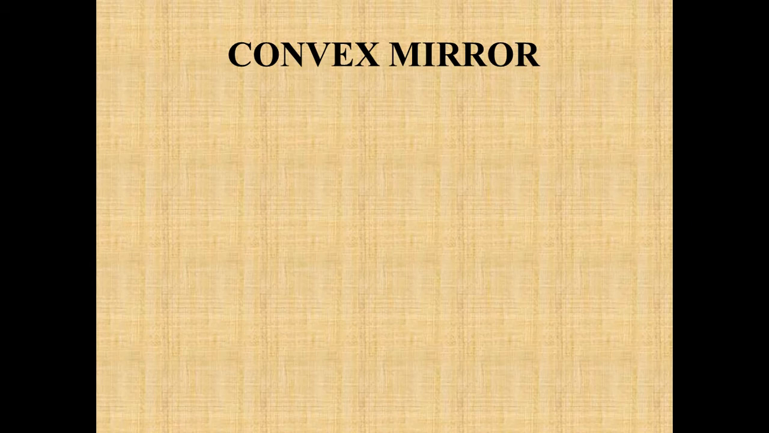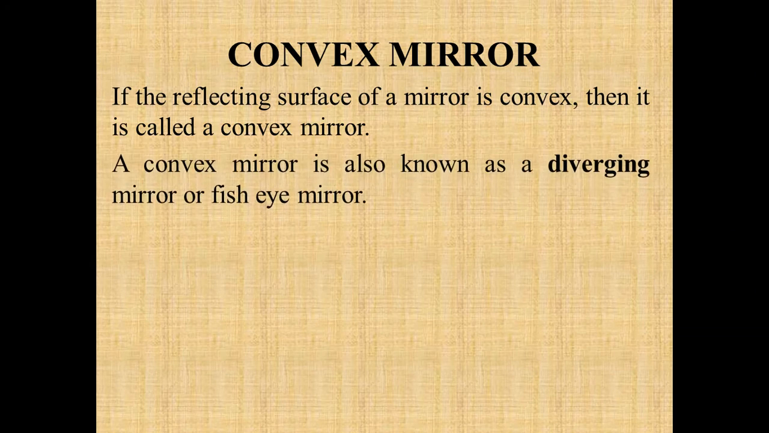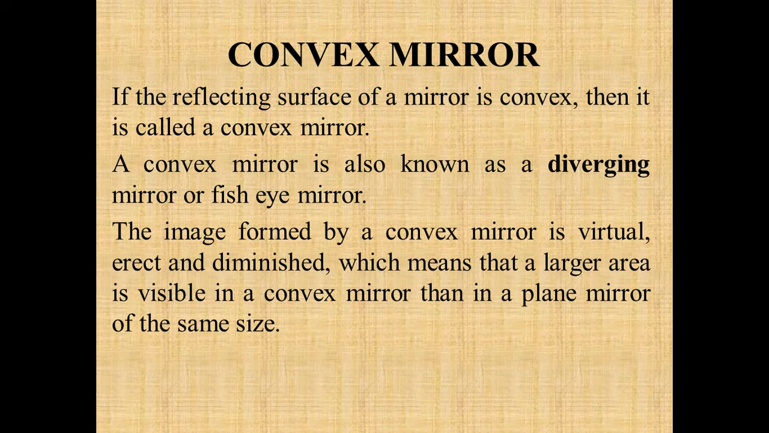So first we will discuss the convex mirror. If the reflecting surface of the mirror is convex, that is, it is bulging outward, then it is known as a convex mirror. A convex mirror is also known as a diverging mirror or fish eye mirror, because the image formed by the convex mirror is virtual, that means it is formed behind the mirror. It is erect, it is above the principal axis and diminished, which means a larger area is visible in a convex mirror than in a plane mirror of the same size.